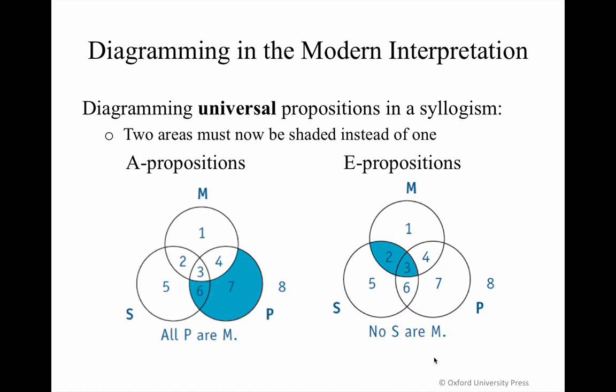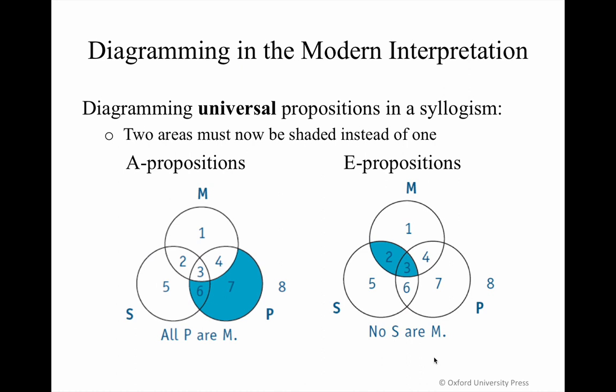In other words, take a look on the left side at the A proposition, all P are M. So that would be, because it's all P are M, a major premise. Notice that area 6 is shaded. You might say, but wait a second, S is involved in that. You're shading S, but you're not supposed to. The sentence says all P are M. But remember, if you're diagramming the sentence all P are M, you're diagramming the PM relationship as if the S isn't there.